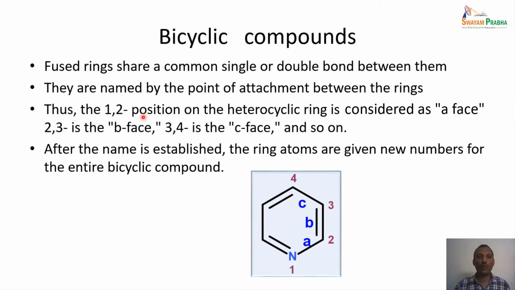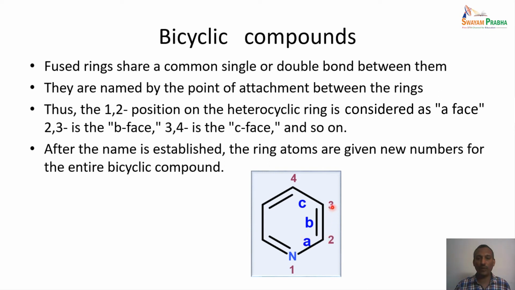So the position 1, 2 on the heterocyclic ring is always the A face. So this bond between 1 and 2 in this particular heterocycle. So this is the simplest one, the pyridine system. So this we are using as an example to study about how to name bicyclic systems. If the fusion of the other heterocycle ring happens between the 1 and 2 bond, that is what is called the A face.